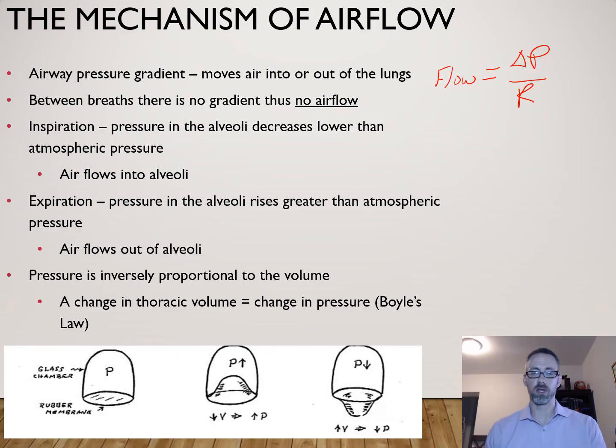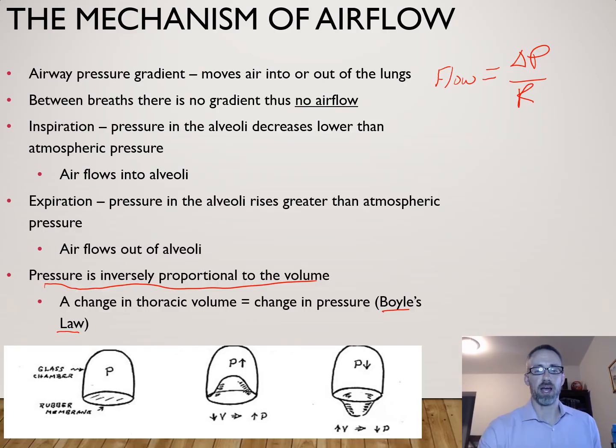Now, another important point is that pressure is inversely proportional to volume. Again, this is an oversimplified view of Boyle's law. We're going to assume a constant temperature, because that would also affect this. But if I get a change in thoracic volume, I'm going to get a change in pressure. Since they're inversely related, I could write it simplified like this: pressure is equal to 1 over the volume. This is obviously a very simplified way of looking at it, but it does work for our purposes.